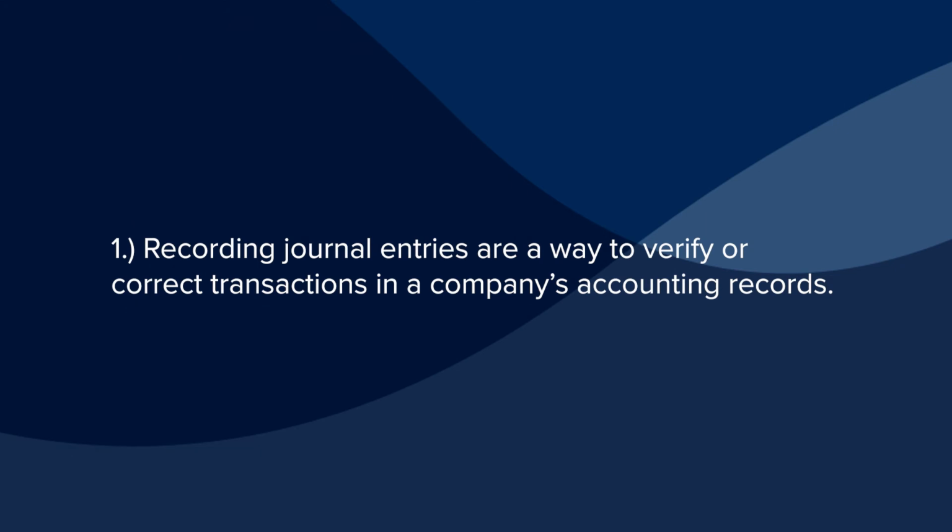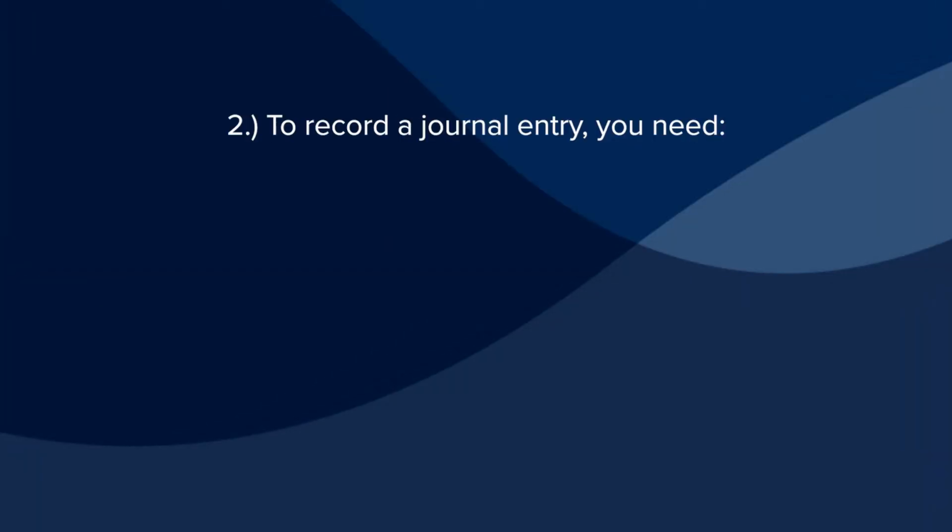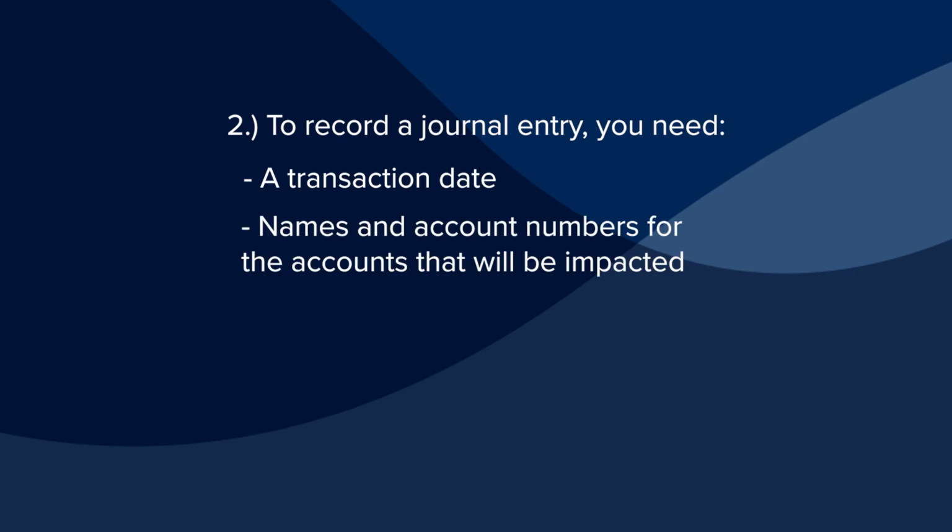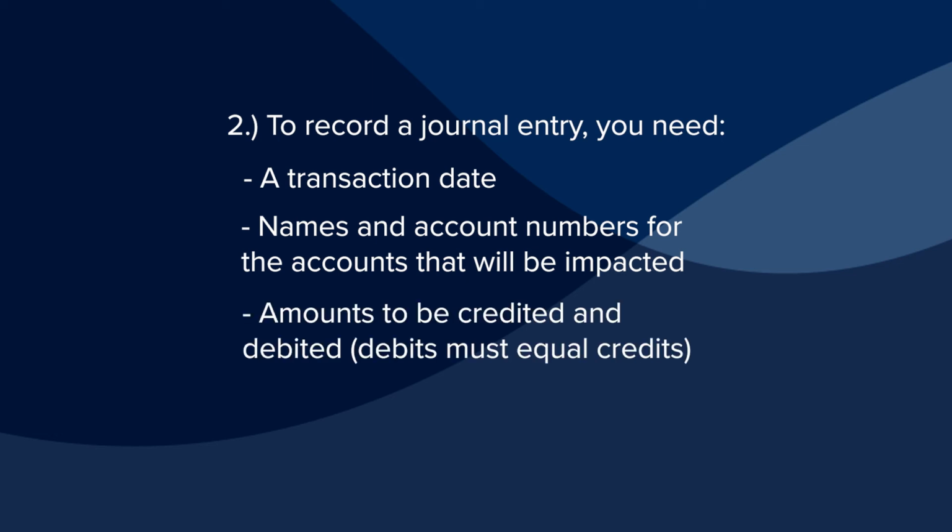Let's recap. Now let's review what we learned about journal entries. 1. Recording journal entries are a way to verify or correct transactions in a company's accounting records. 2. To record a journal entry, you need a transaction date, names and account numbers for the accounts that will be impacted, amounts to be credited and debited. Remember, debits must equal credits. A reference number. A description of the transaction.